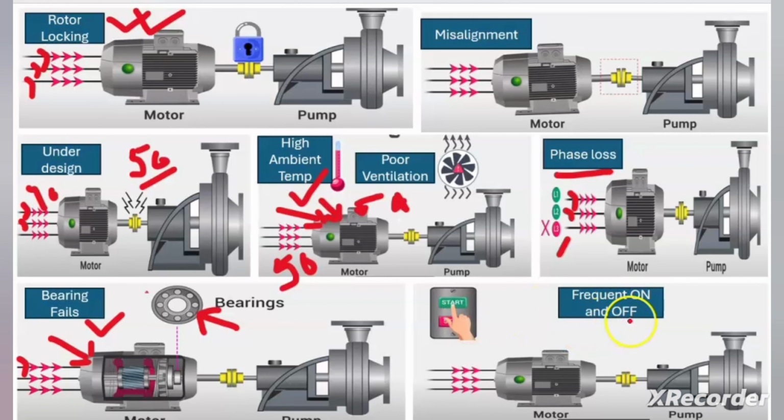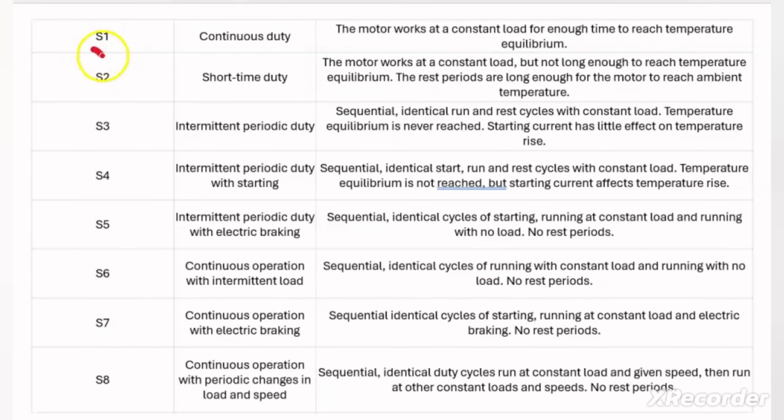The other reason for the motor overload is frequent on and off operation of the motor. We know the motor always has its duty cycle, which could be S1, S2, S3. Depending on that cycle, we have to operate the motor. Here you can see that there are different duty cycles for different motors like S1, S2, S3, S4, S5, S6, S7 and S8. Based on the duty cycle of the motor, the operation of the motor will differ. Like an S1 duty type motor can work continuously without giving it rest for a longer time.